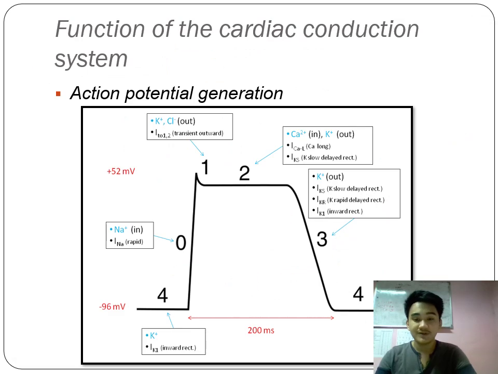Let's go now to the function of the cardiac conduction system. Why is this system important? First, the cardiac conduction system is responsible for the action potential generation in cardiac cells. I have here a graph of the action potential generation in ventricular cells, with the action potential or the membrane potential at the y-axis and time at the x-axis.